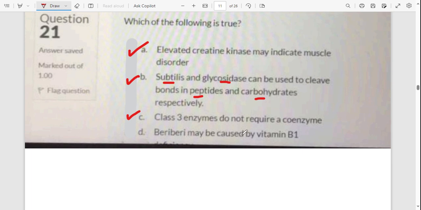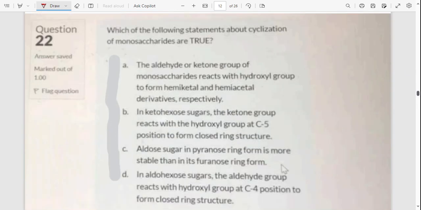Beriberi may be caused by vitamin B1 deficiency. This is true. That is what causes beriberi.